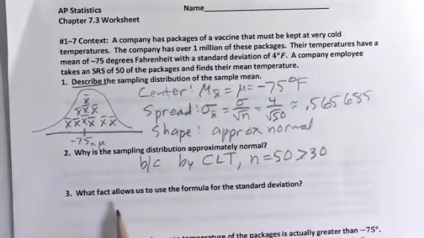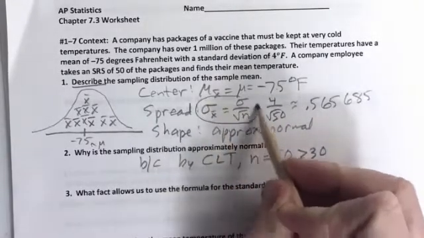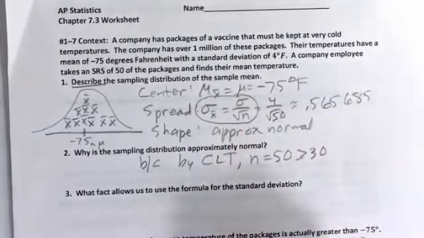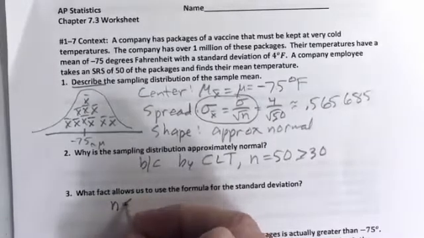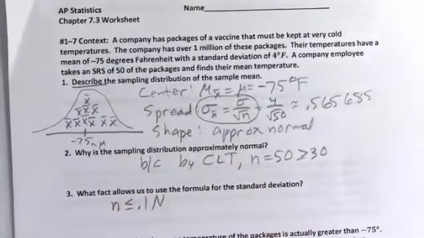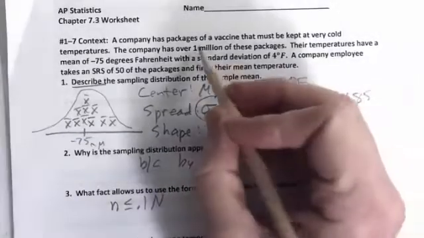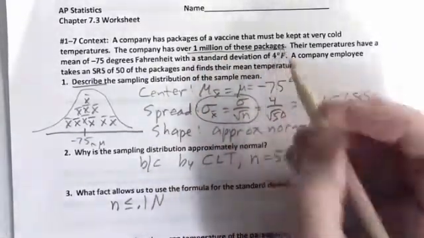What fact allows us to use the formula for the standard deviation? This is true for proportions as well. In order to use that formula properly, our sample size cannot be more than 10% of our population size. In this case, it says there are over 1 million packages.